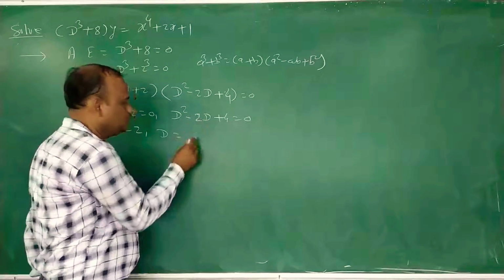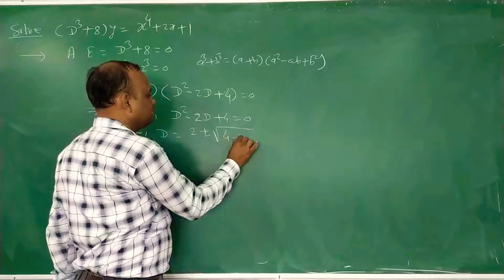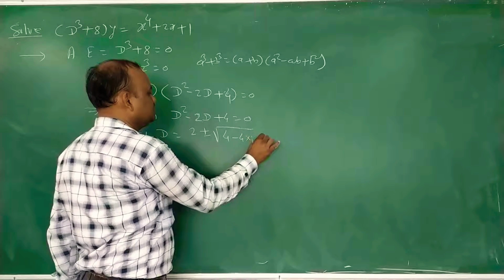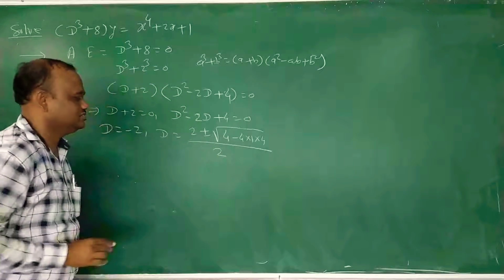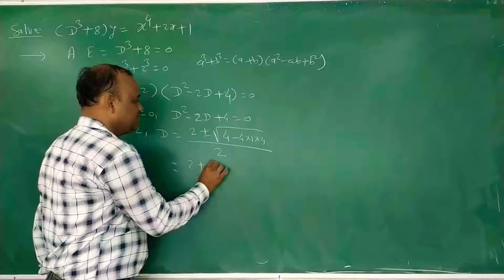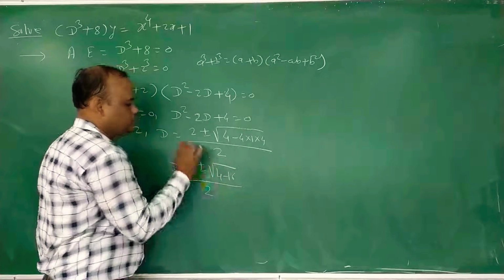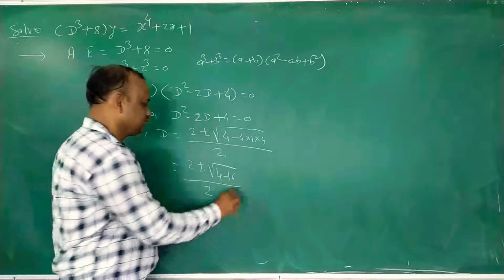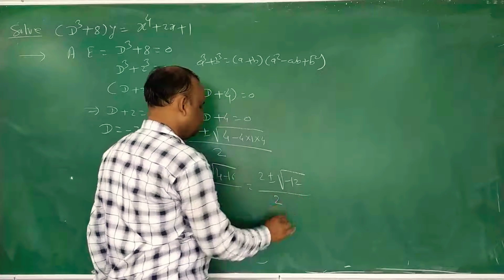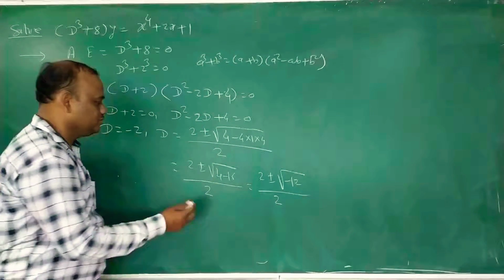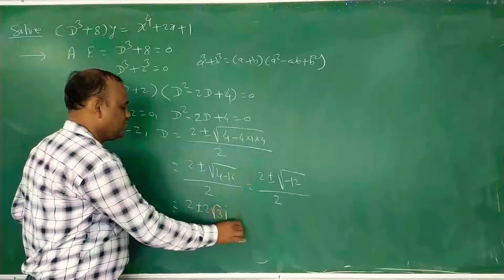So D equal to minus b, minus of minus 2, that is 2, plus or minus under root of b square, minus 2 square is 4, minus 4ac upon 2a, a is 1. So this is equal to 2 plus or minus under root of 4 minus 16 upon 2. And 4 minus 16 is minus 12 upon 2. 12 you can write 4 into 3 and square root of 4 is 2. So 2 plus or minus 2 root 3i upon 2.